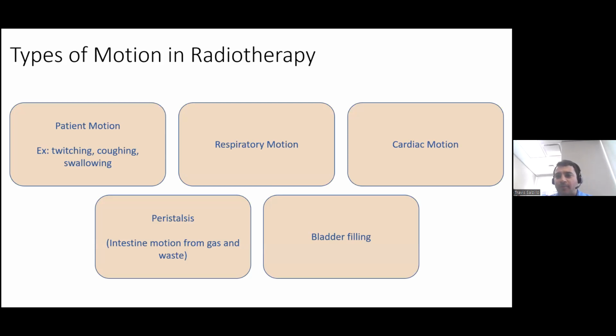So these are 5 primary ways that I have encountered motion in radiation therapy. There might be a couple more very niche categories. The main one that we try to minimize is just gross patient motion.